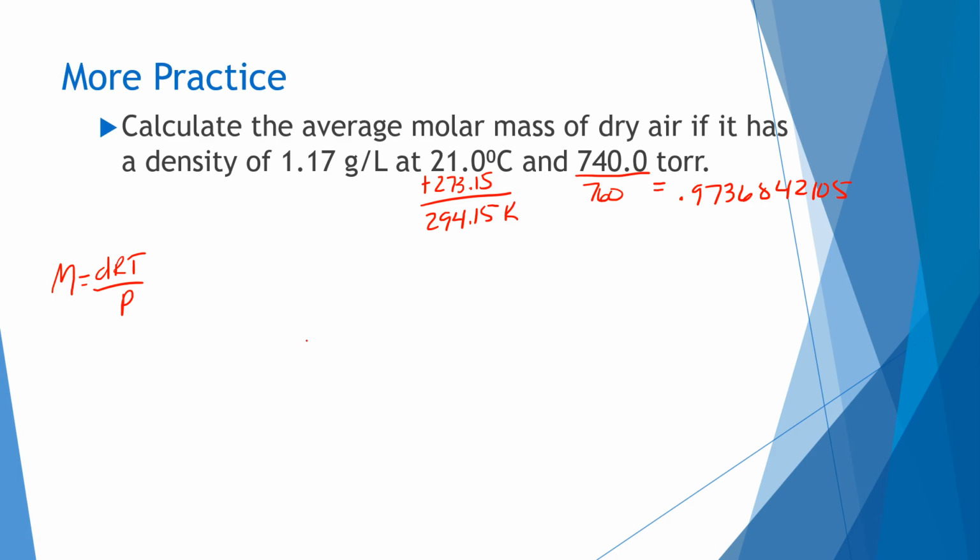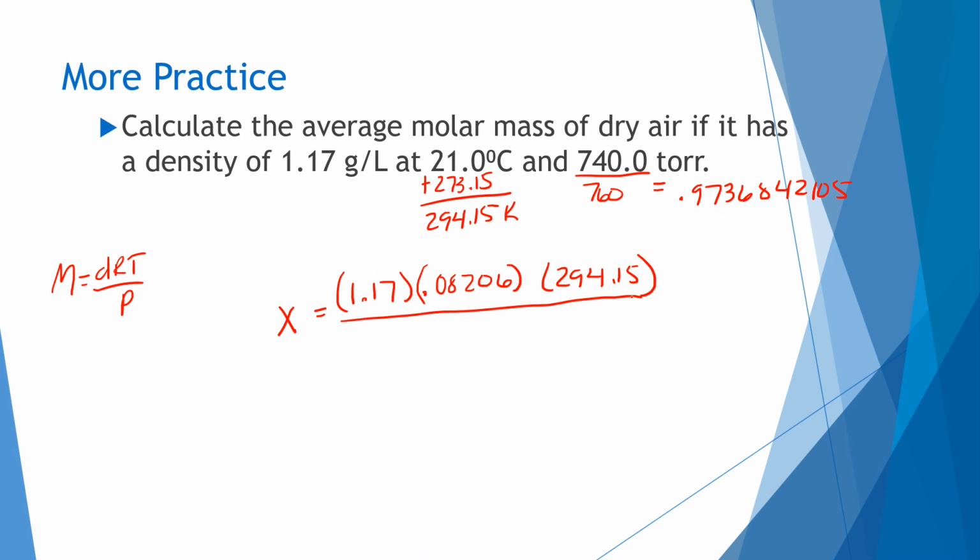Our density is already in the correct units, so now that everything's in our correct units, we can go ahead and plug and chug. So our molar mass is X, our density is 1.17, our R value is always going to be the same, our temperature 294.15, all divided by our pressure. When we actually solve that out, you get about 29.00468142. And then looking back at our numbers, we're going to have 3 sig figs, so this actually rounds to be 29.0 grams per mole.